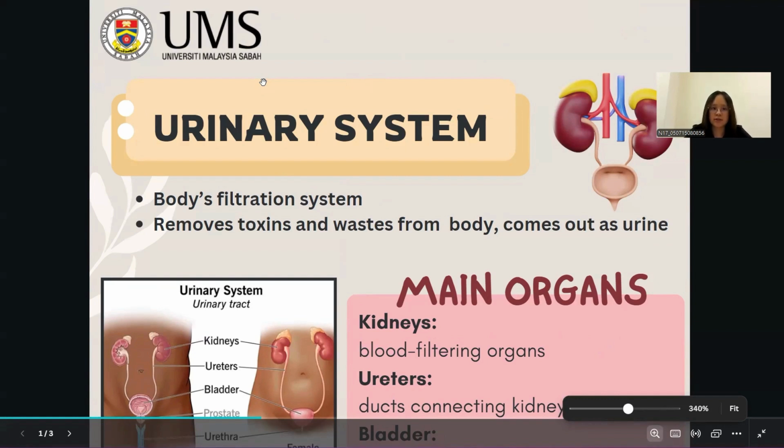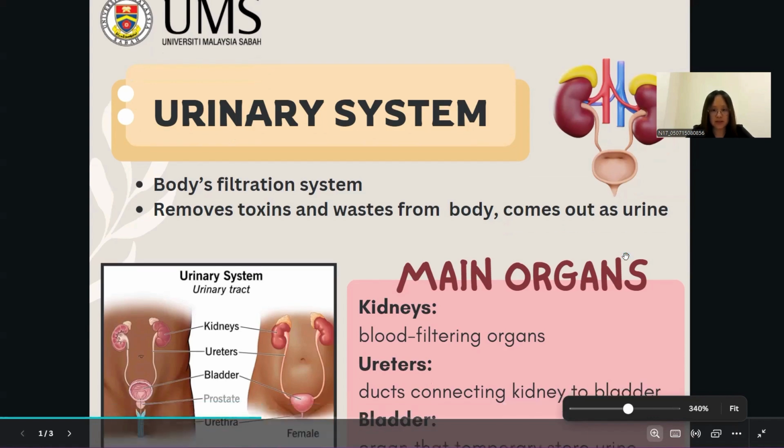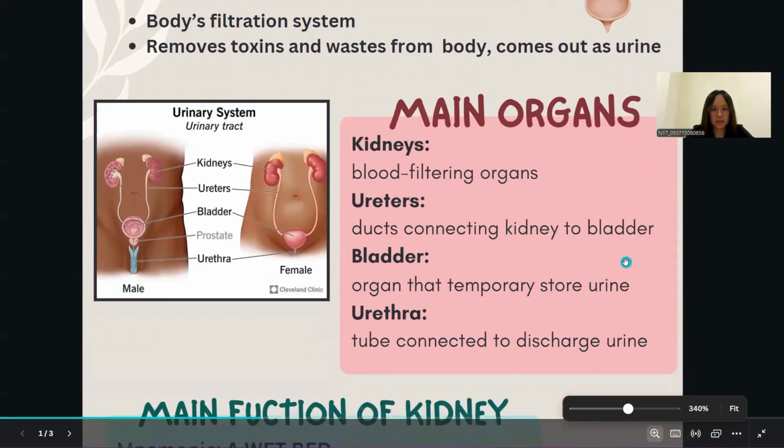Today, I would like to share about the urinary system. So what is a urinary system? It's actually the body's filtration system where it will remove the toxin and waste from the body and excrete it out as urine. The main organs of the urinary system include kidney, ureter, bladder, and also urethra.